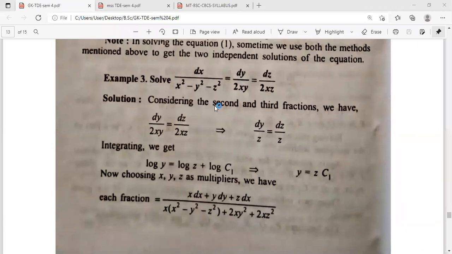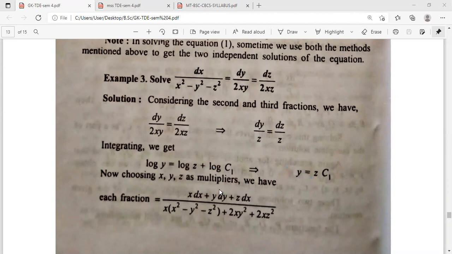Now solve the given equation by the standard format. You have to identify what the standard format is here. The standard format is dx by P equal to dy by Q equal to dz by R. Now considering the second and third fractions, the 2x will cancel. The remaining terms involve y, z, dy, dz, which is easily integrable: dy by y equals dz by z. Now you get log y equal to log z plus log c1. Again, log m plus log n you can write as log mn, and so you write y equal to c1 z.